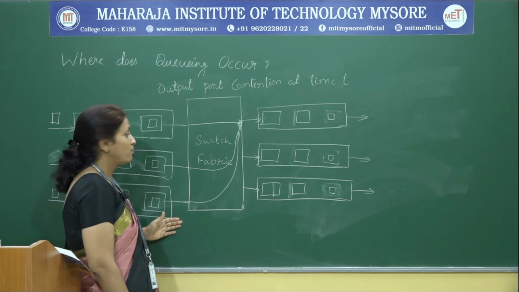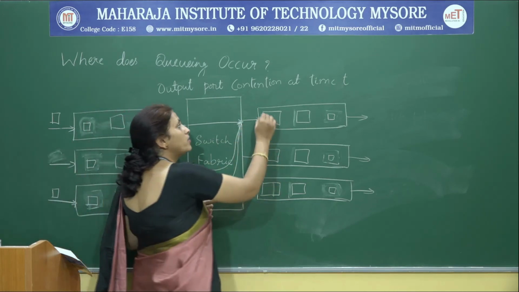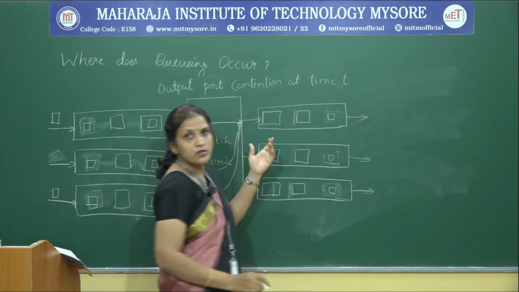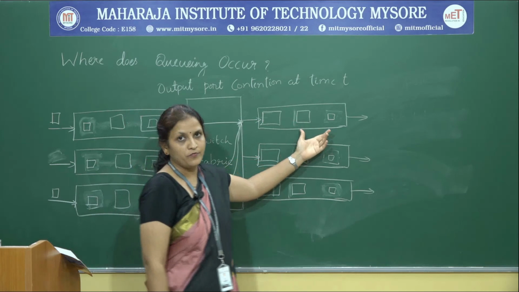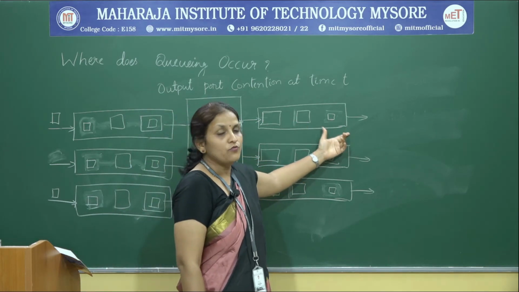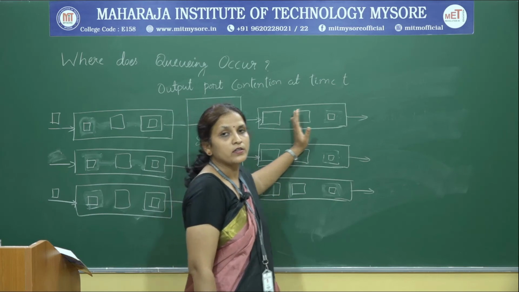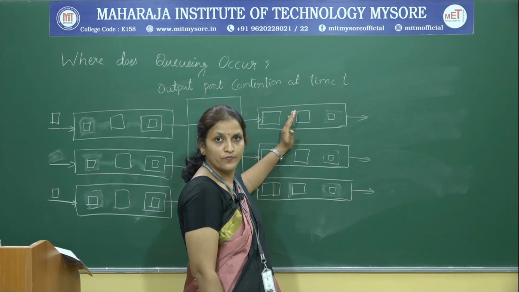Since the switch fabric is capable enough of transferring all these input packets which are at the input port, it transfers all the packets to the output port. All these are queued here. So, only one among them will be served at time t. By the end of time t, we have one packet that is served and 2 packets are queued here in the output port, right.